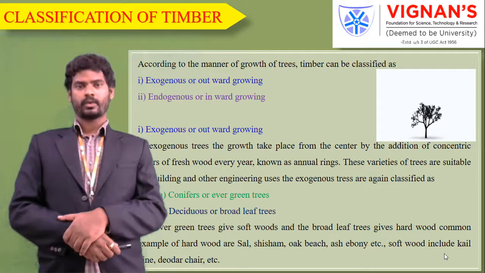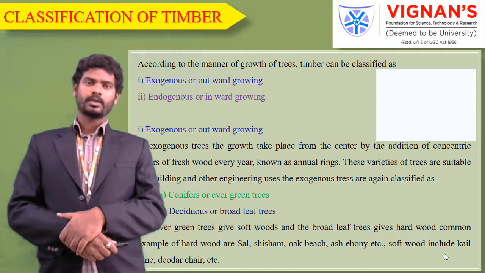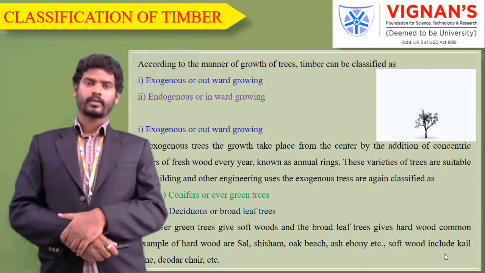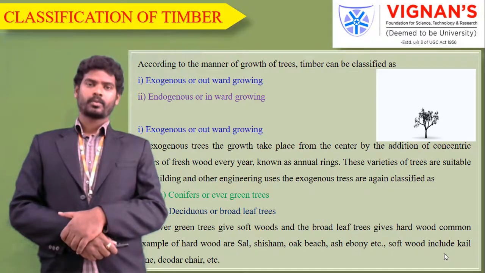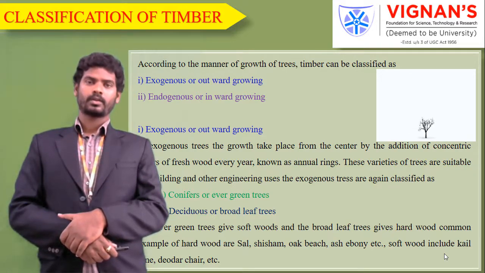Exogenous trees are again classified into two types: evergreen trees and broadleaf trees. The evergreen trees give softwood and broadleaf trees commonly give hardwood. For example, hardwoods are sal, teak, rosewood, sandal, sesame, oak, beech, mango, etc. These come under hardwood. Softwood includes cherry, walnut. These are some examples of softwood.